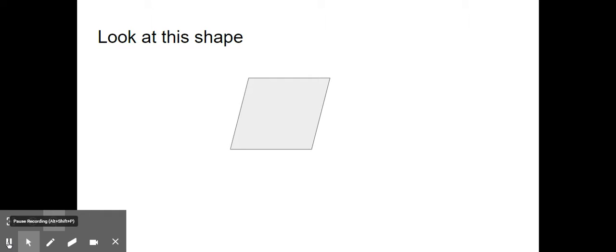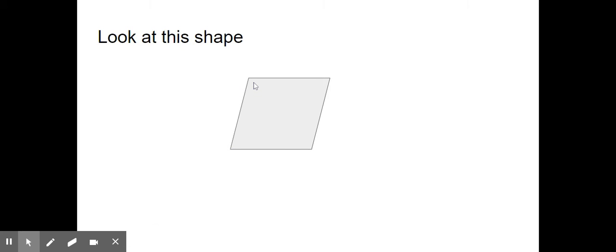Let's take a look at this shape. This shape kind of reminds me of a square. What do you notice about the angles, and what do you notice about the sides of this shape? I notice that the angles of this shape are not square. These angles do not make L's. I also notice that this shape has parallel sides. The top and the bottom are parallel, and the two sides are parallel.